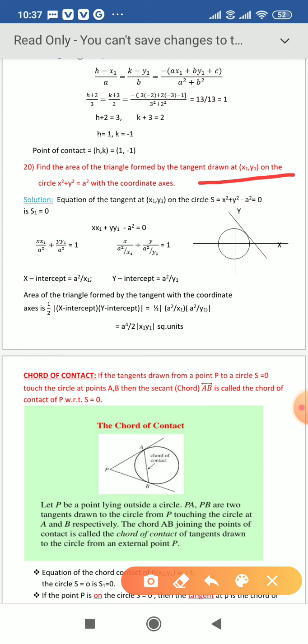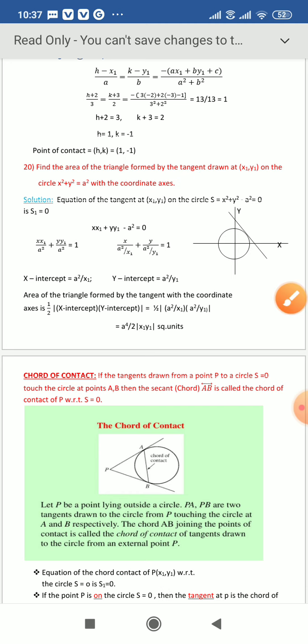So the given circle x square plus y square is equal to a square is nothing but a circle with center at origin. So this is the circle, center at origin, radius is a. This is the equation of the circle roughly. This is the tangent. This tangent intersects the axes at 2 points. It intersects the x axis at this point and the y axis at this point. So now there is a triangle. Let it be. This is the triangle. Now we find the area of this triangle.